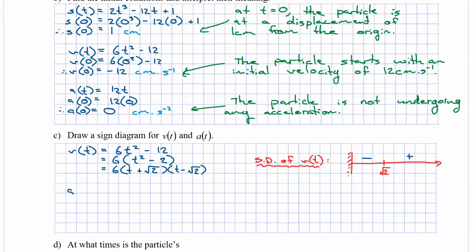Alright, moving down into a of t, that's defined as 12t, so nothing to factorize here. And then the sign diagram, looking at this, I should put this in 0, for all values of t greater than 0, or all valid values of t, we're going to see positive values. So what we can see is that acceleration is increasing from the initial point in time 0. So it's accelerating infinitely.